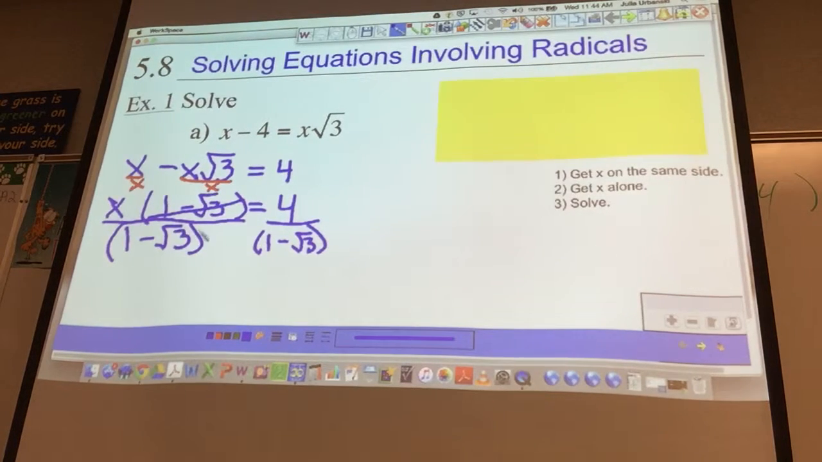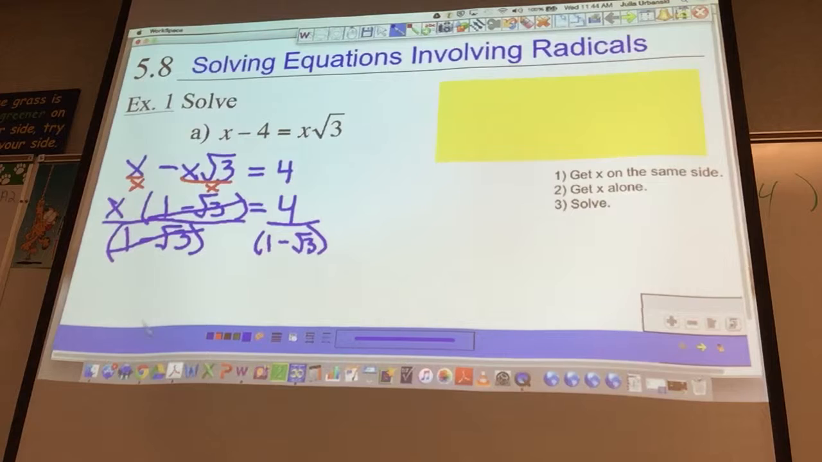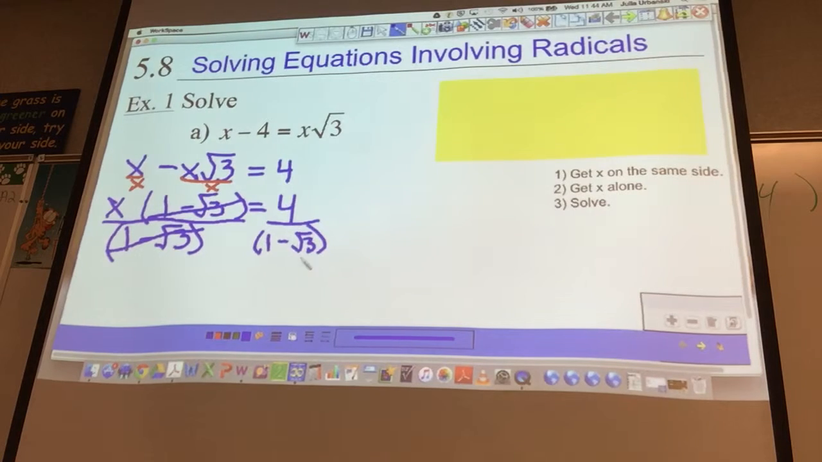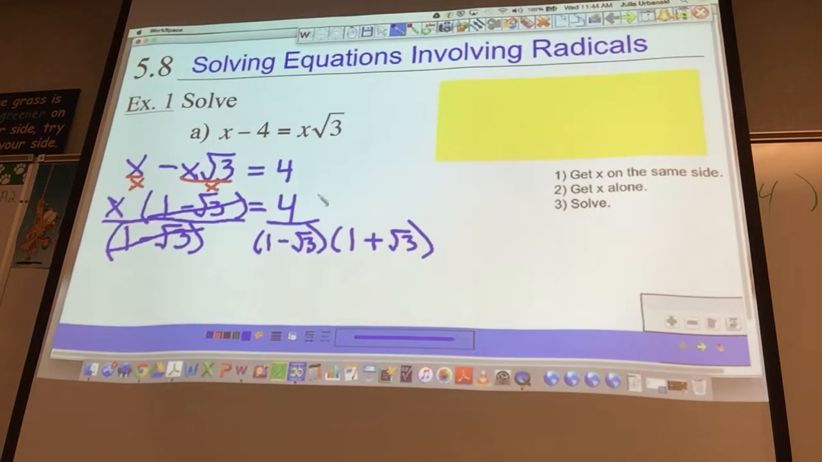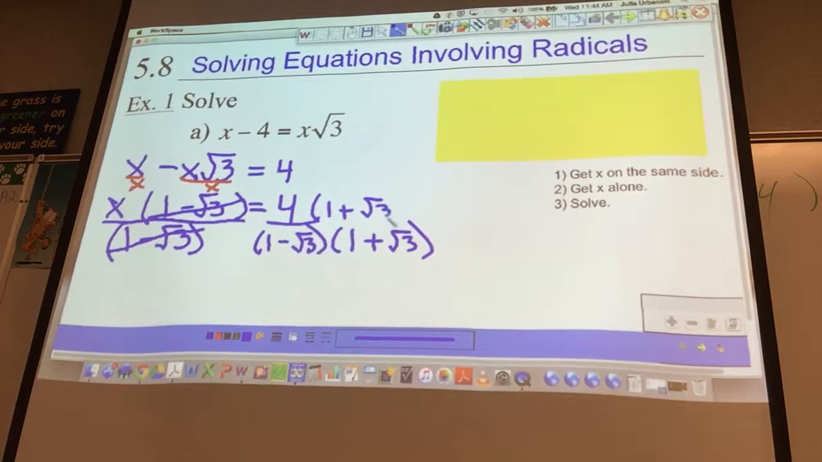Your entire goal this time is to get x by itself. We're no longer just simplifying. This time we're solving. But in this case, you're not allowed to have radical 3 in the bottom. So we have to do one more thing. Do you remember what you do to make this whole thing go away? Good. Everything's the same except for the sign. You go with the opposite sign. You multiply it by 1 plus radical 3. It's called rationalizing the denominator.